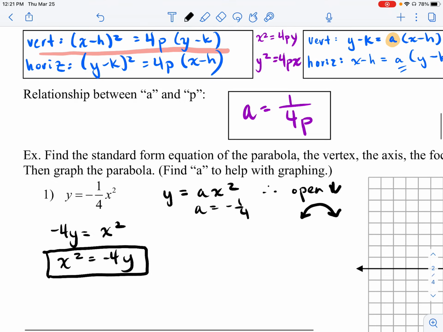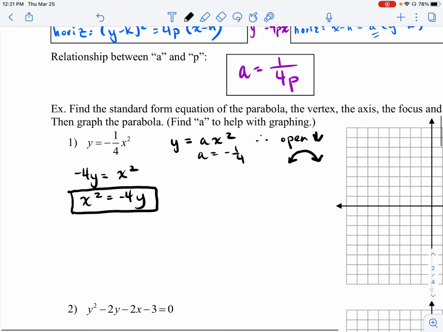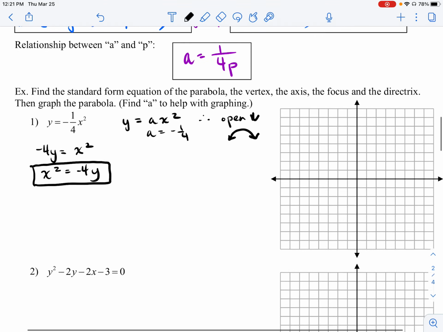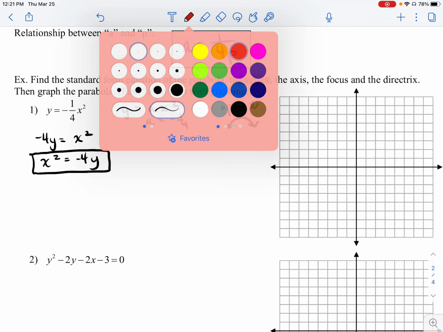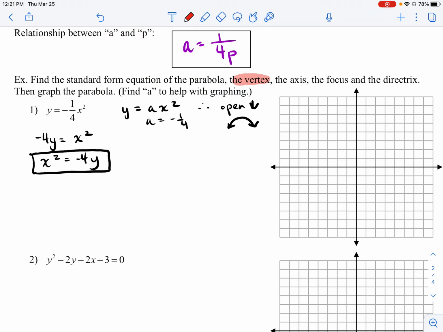Well, from this, what can we tell? What can we determine? We're asked to do quite a bit here. We already figured out the standard form, but let's also figure out our vertex, axis, focus, and the directrix. Okay, let's start with our vertex since we already have the standard form. So for our vertex here, what do we know? Well, our h value appears to be 0, and our k appears to be 0 because we're not subtracting any number other than 0 from x or from y. So our vertex is just at 0, 0.